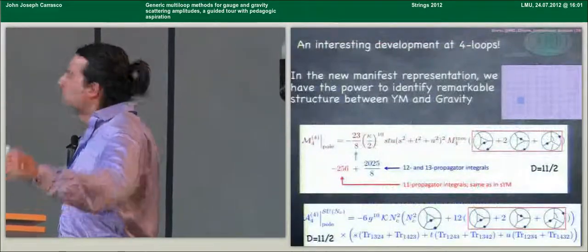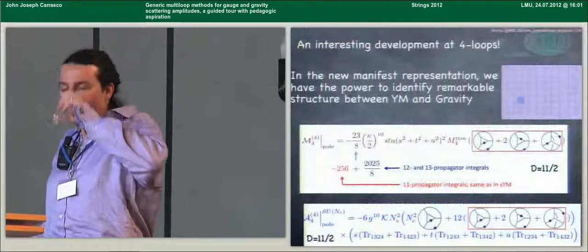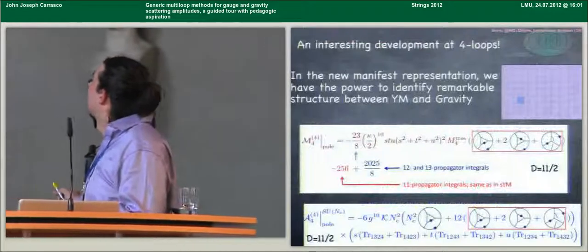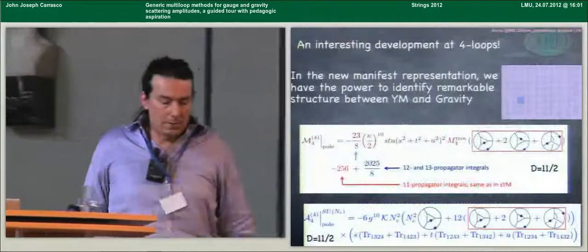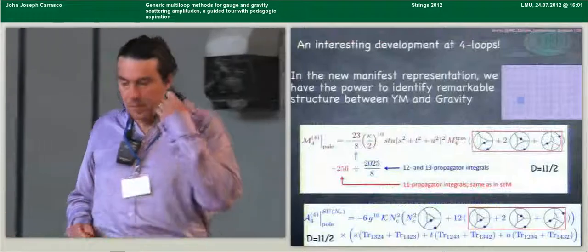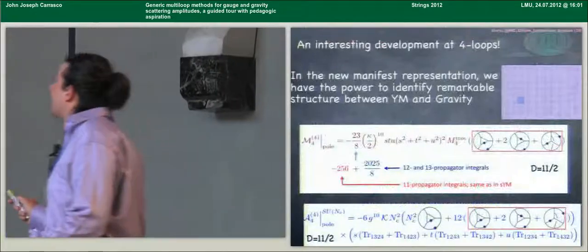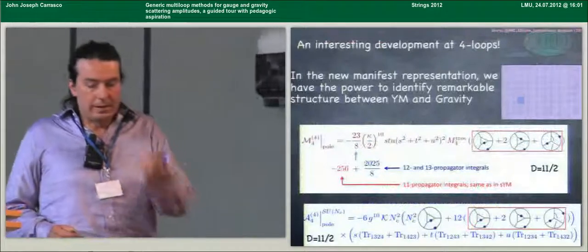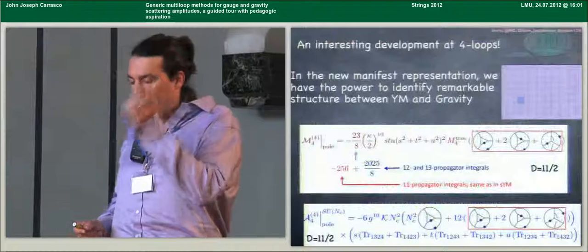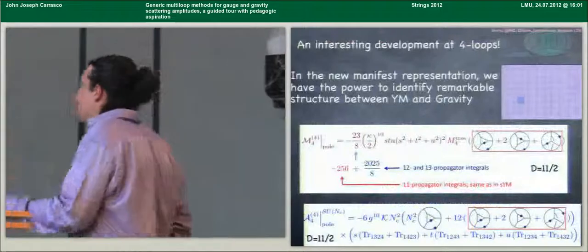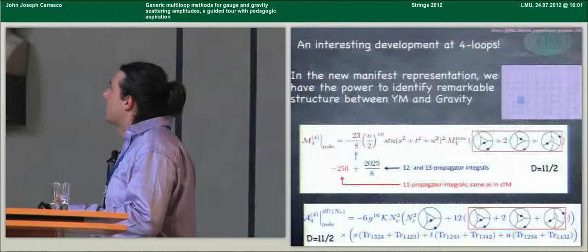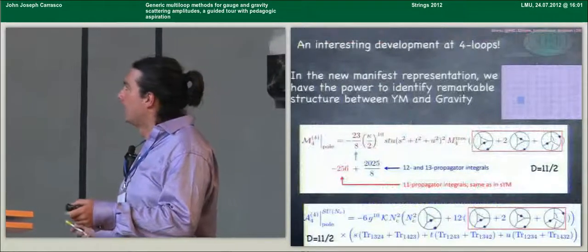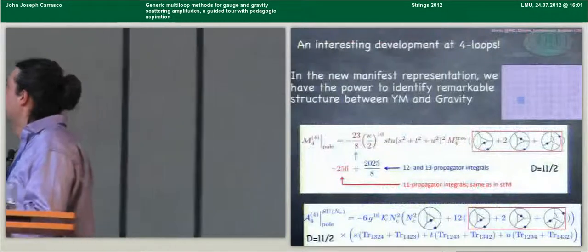Okay, so there's been an interesting recent development at 4 loops. So this was a calculation. The color kinematic satisfying gauge theory giving the double copy gravity theory gave us a gravity theory in a form where the ultraviolet behavior was manifest, and this allowed us to integrate in the critical dimension 11/2. It's the same critical dimension where Yang-Mills diverges, so 11.5 dimensions.